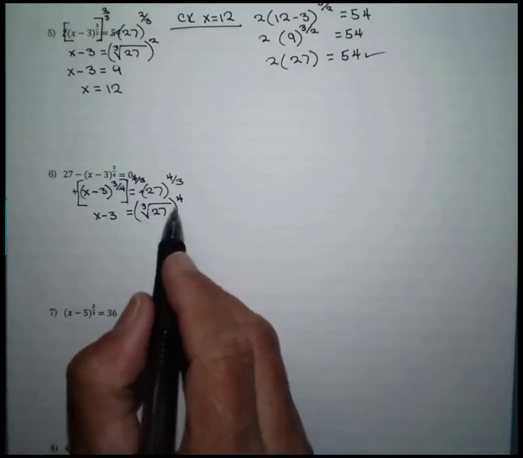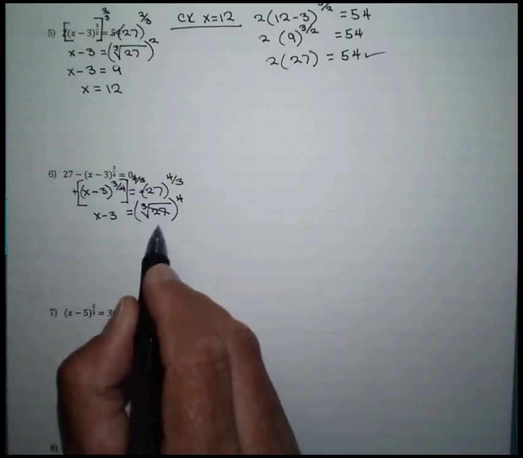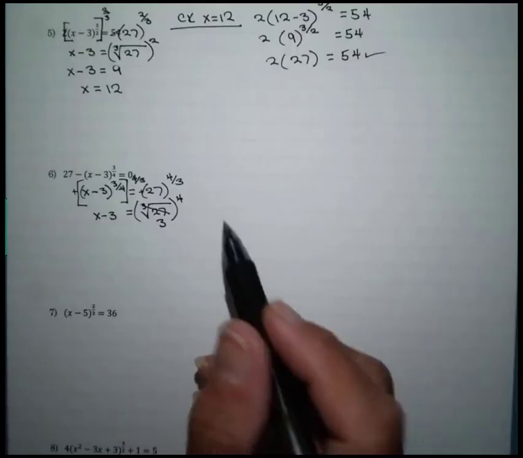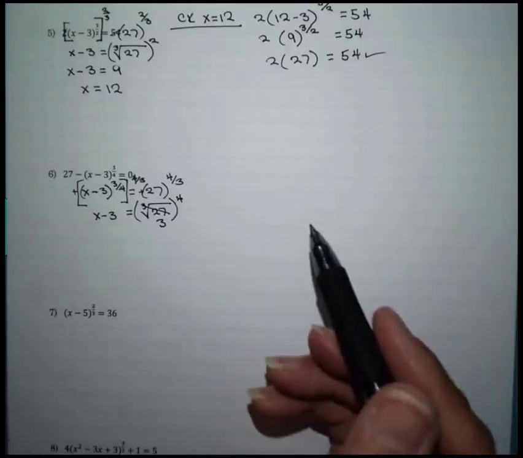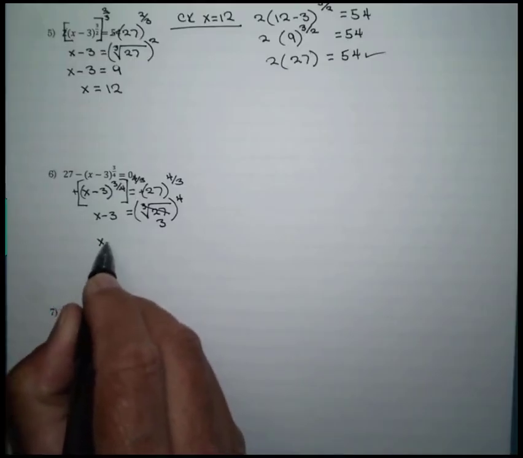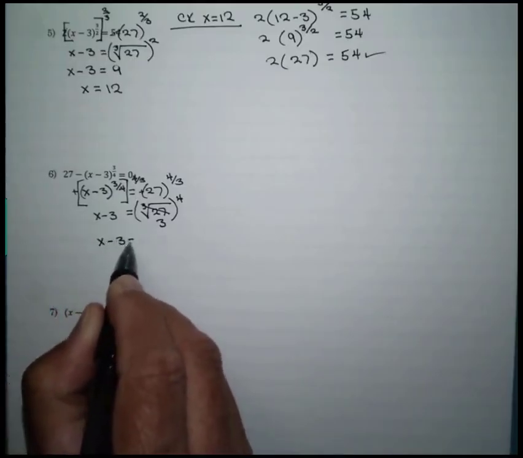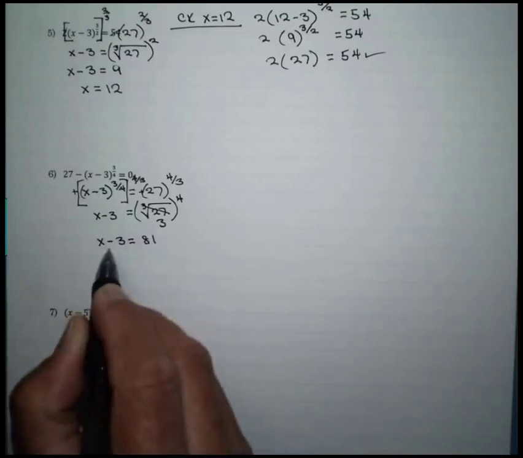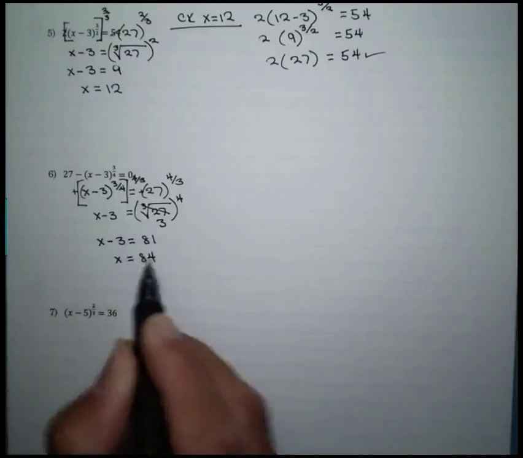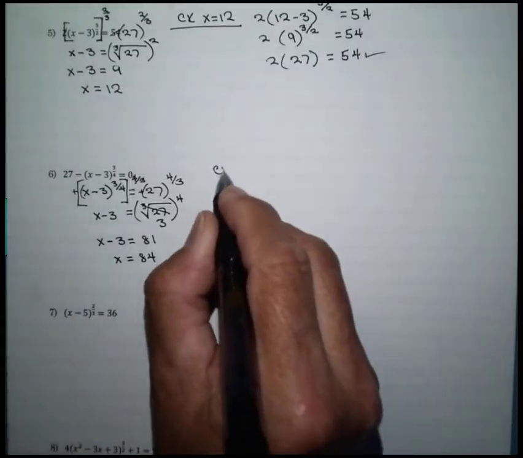But the cube root of 27 is simply 3. So that's going to be 3 raised to the power of 4. And 3 times 3 is 9. Another 3 times 3 is 9. 9 times 9 is 81. Now, that's quicker for me than a calculator. So I've got x minus 3 is equal to 81. And when I add 3 to both sides, x will equal 84, won't it? So let's check that solution.